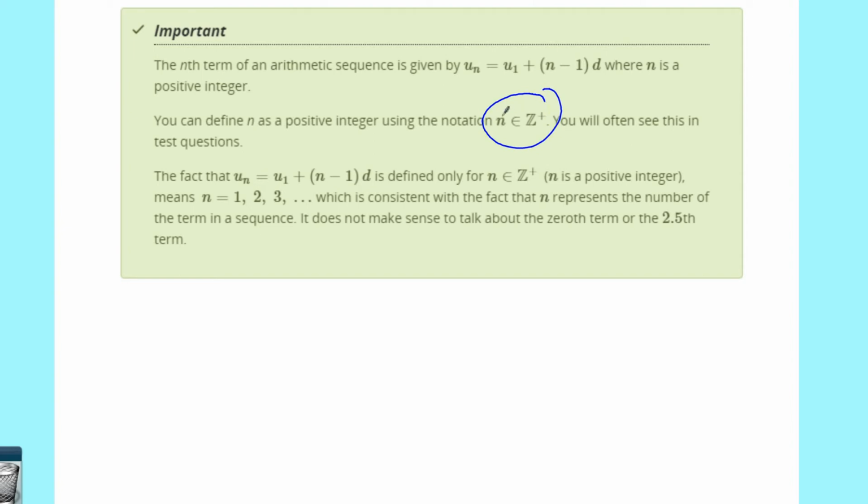What this means is that n has to be a positive number. Why does it have to be a positive number? Well, n describes location. N tells you where it is in line. If you're first in line, fifth in line, 100th in line, well, what can't you be? You can't be 1.3 in line. You can't be negative 17 in line. You have to be that whole number. So how they describe it is n is an element of the set of positive integers. That's all it means.